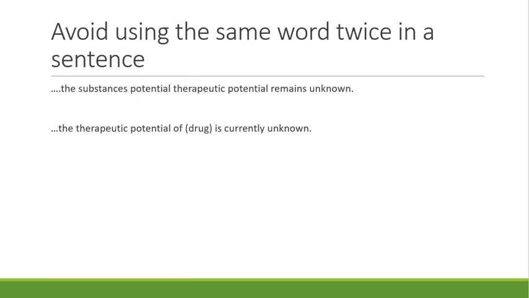Avoid using the same word twice in a sentence. So, for example, here: "the substance's potential therapeutic potential remains unknown." Okay, what potential do we need? Is that just putting it in there twice? Are we looking at the potential of the potential? So instead: "the therapeutic potential of the drug is currently unknown."